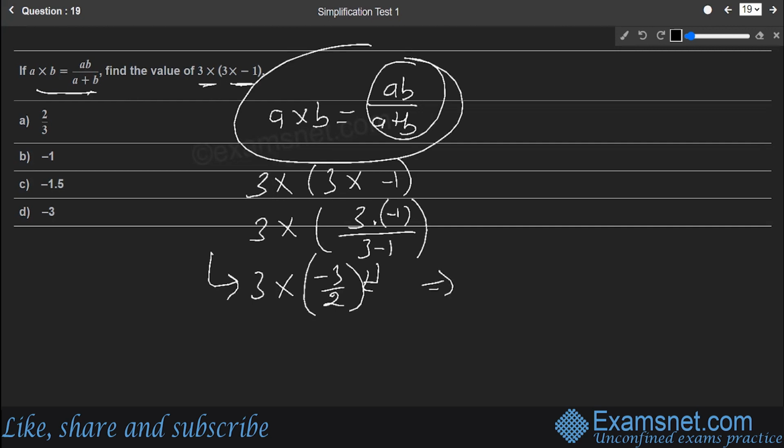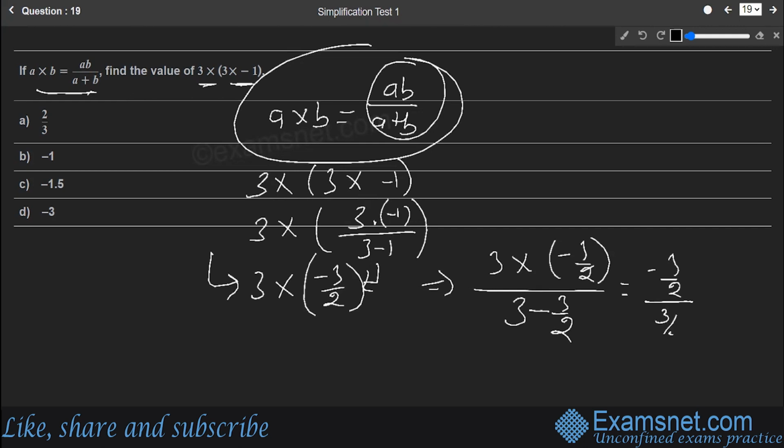If we use this, AB, that is multiplication, 3 into minus 3 by 2 divided by A plus B, that is 3 minus 3 by 2. We need to solve this. This is coming out to be minus 9 by 2 over 3 by 2. Okay, and that is nothing but equal to 3 into minus 1 by 2, that is minus 9 by 2 over 3 by 2, or we can write it as minus 3 by 2 also.